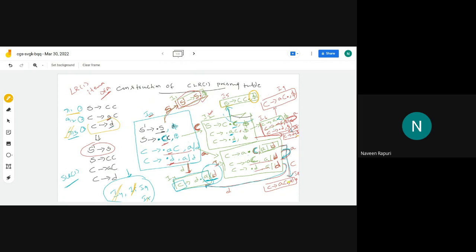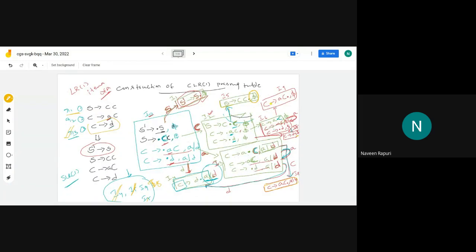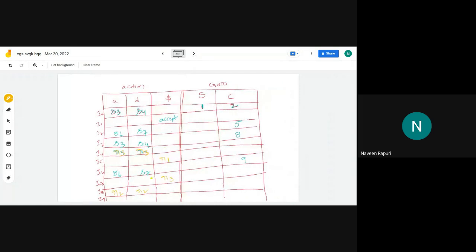Sir, one more is also there. That is I8. So where I8, that is second production, that means R2. R2 can be replaced at A and B. I8, A and B can be replaced with R2, R2. And coming to I9, it is also R2 at dollar position. I9 on dollar, that is R2. So this is the CLR1 parsing table.